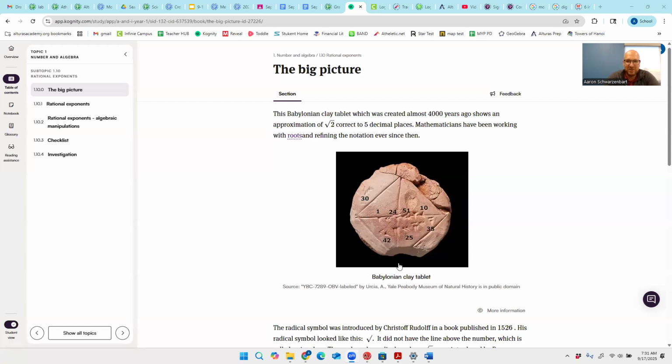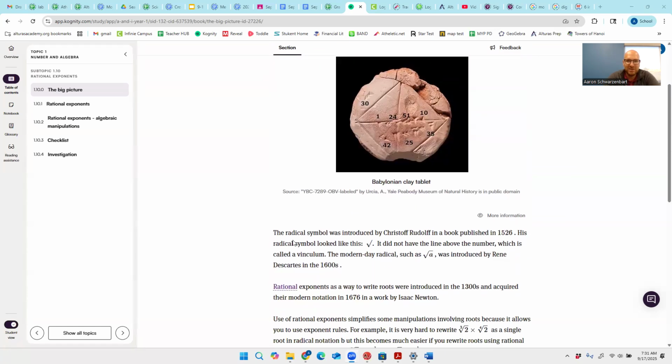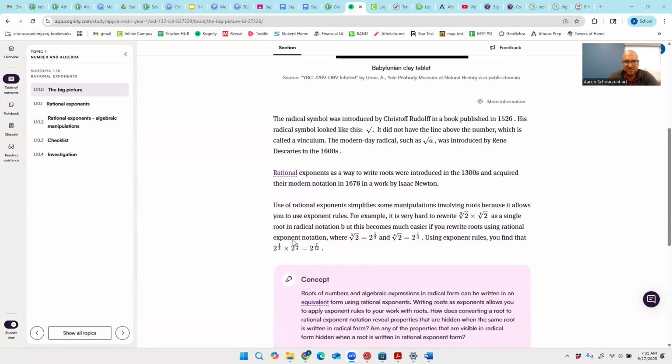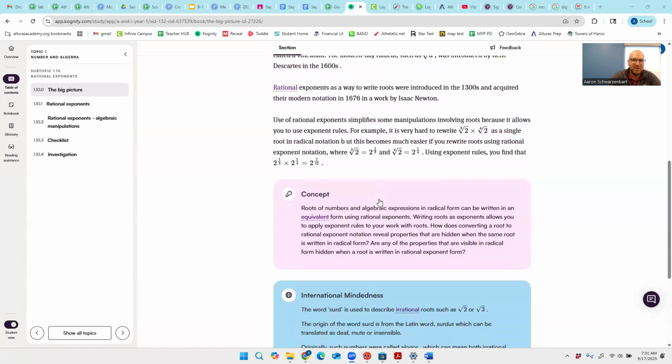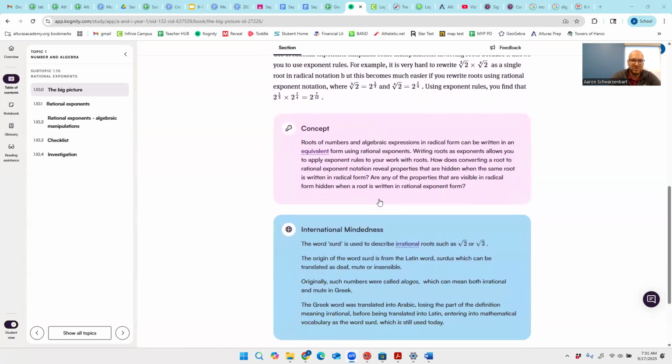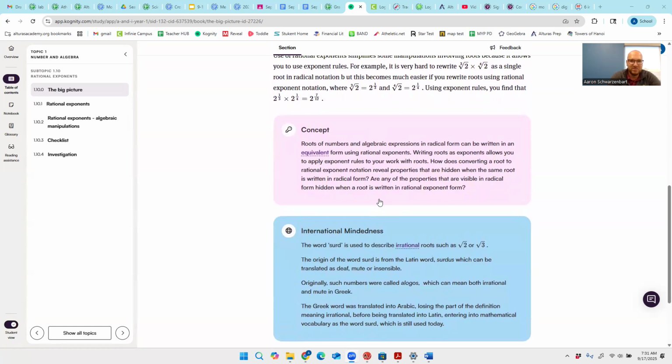So mathematicians have been working with roots and what's been later defined as rational exponents for hundreds of years. Okay, we know that the fourth root of 2 is 2 to the 1/4.